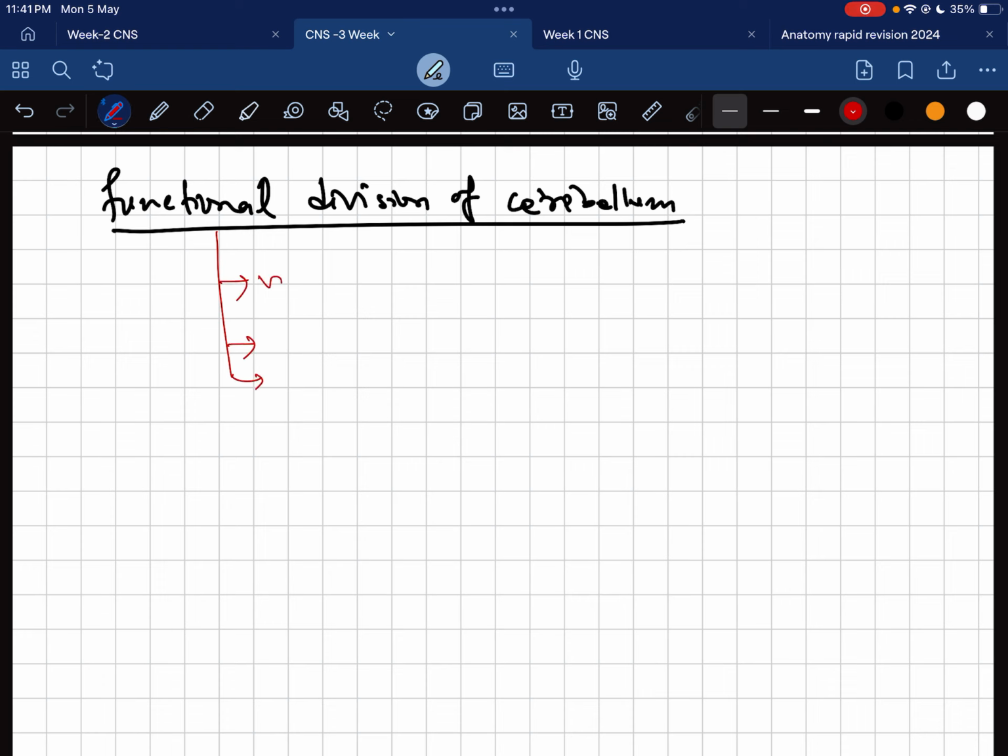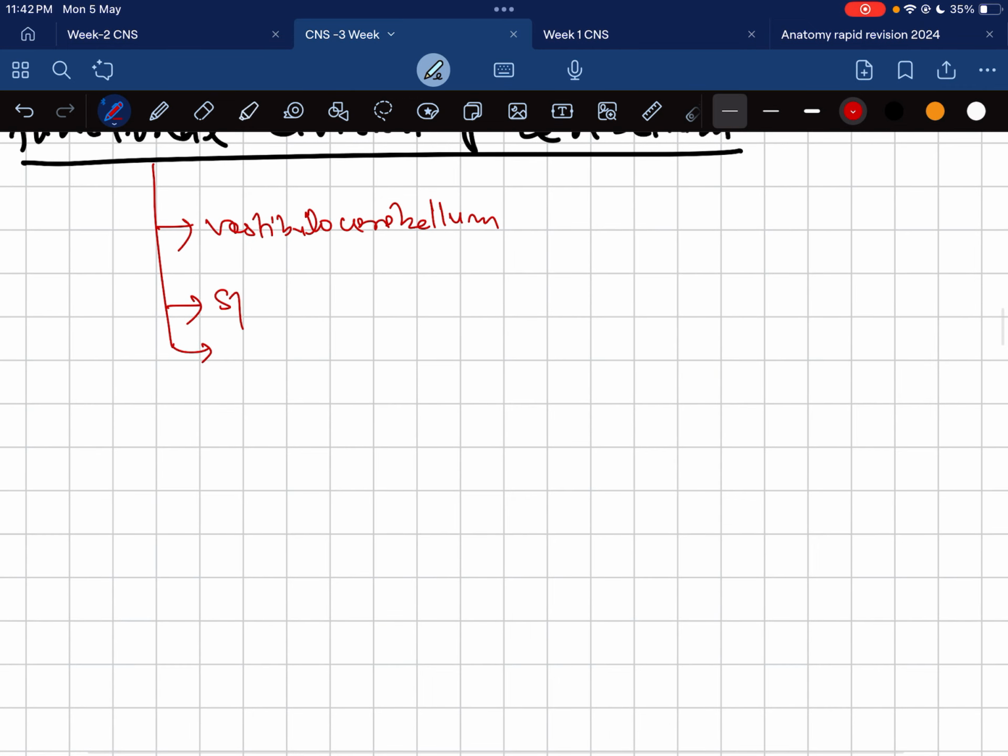One is the vestibulocerebellum. Then another is the spinocerebellum. Then the other one is the cerebrocerebellum.